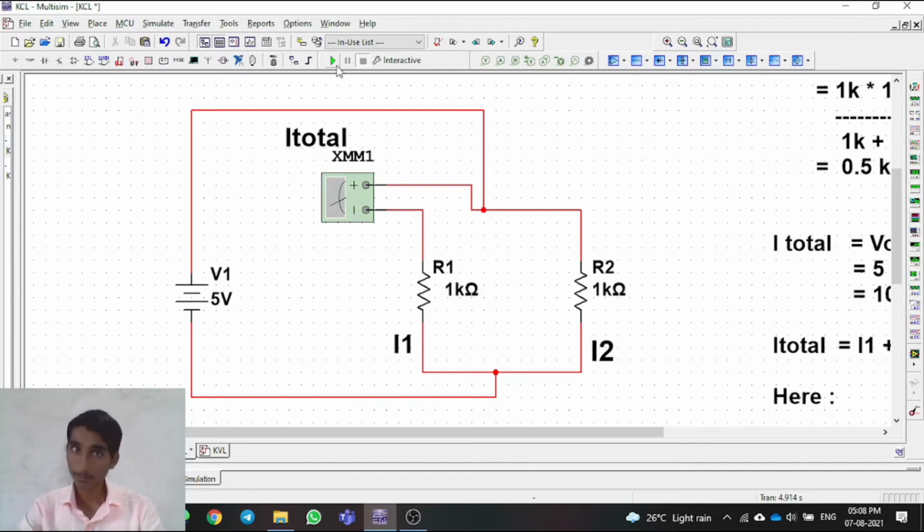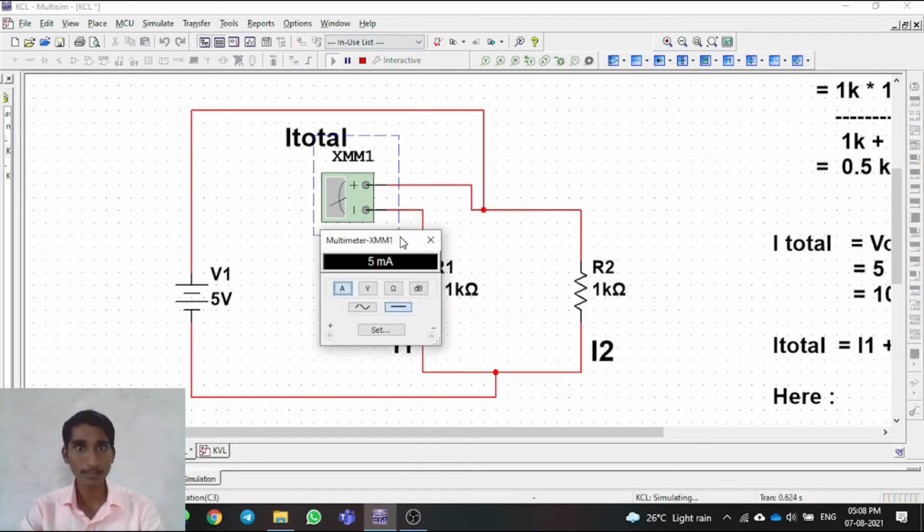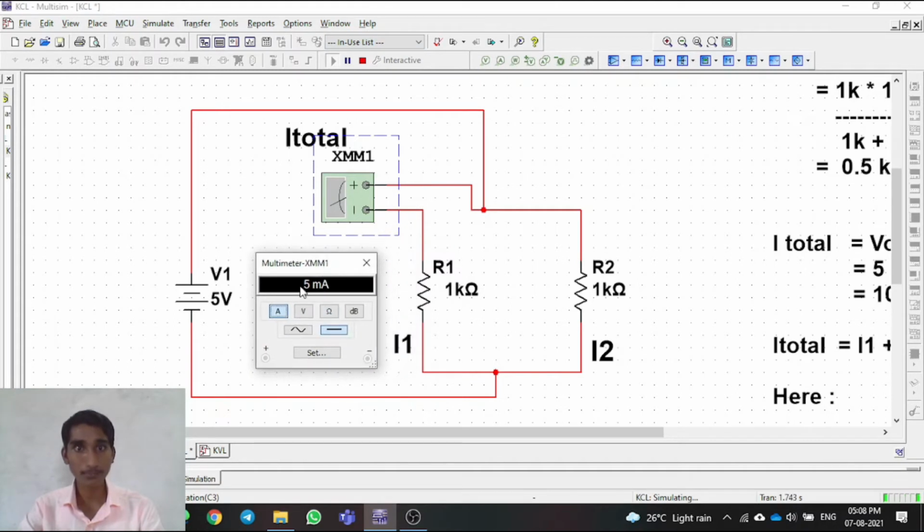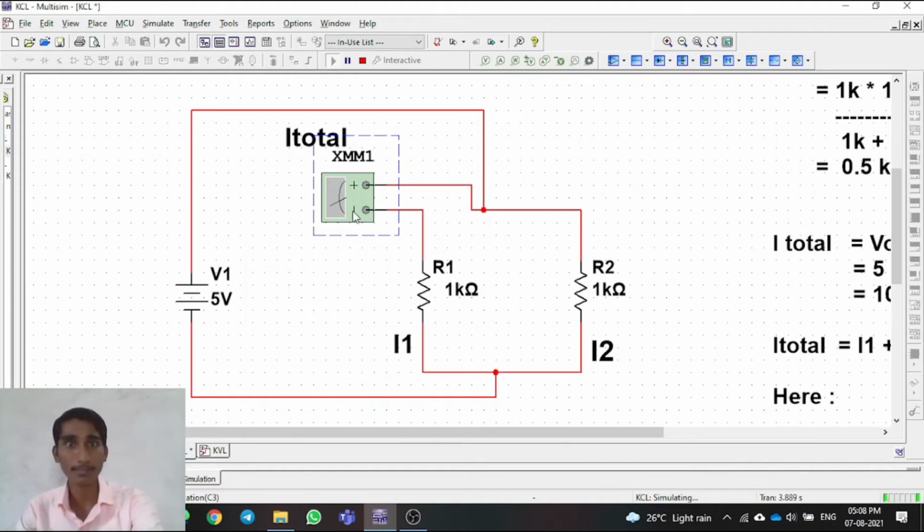We'll now run the simulation and see what current we get. You can see the current flowing through resistor R1, that is I1, is 5 milliamps. Similarly, we will measure it for I2. I will delete this component.